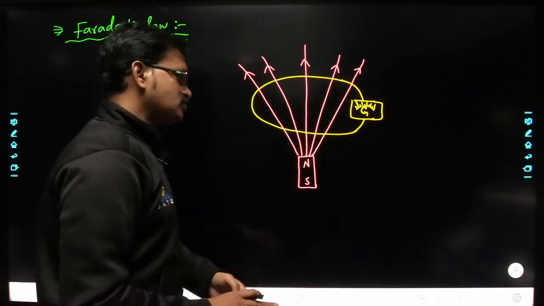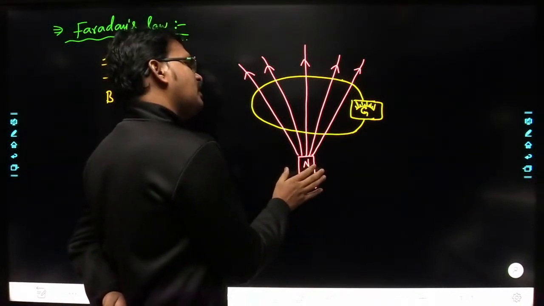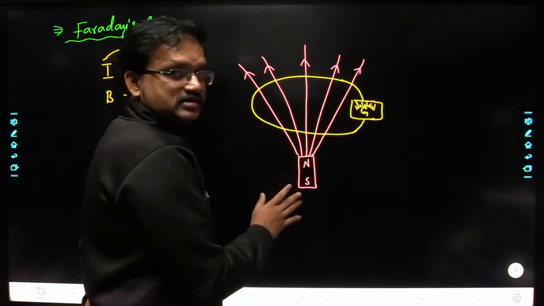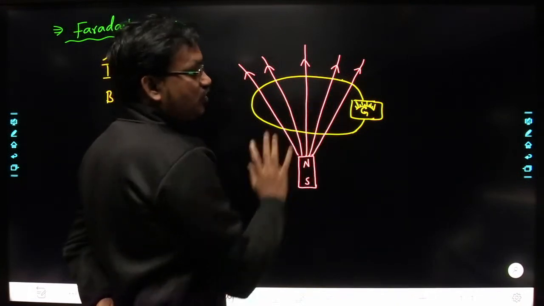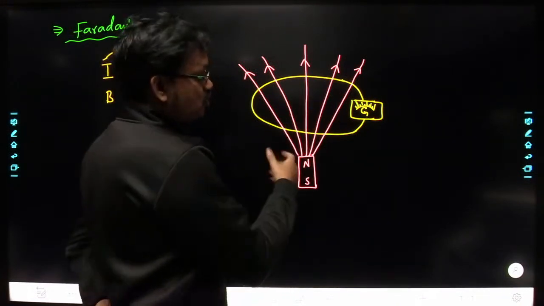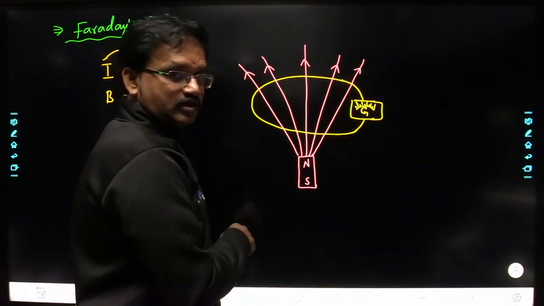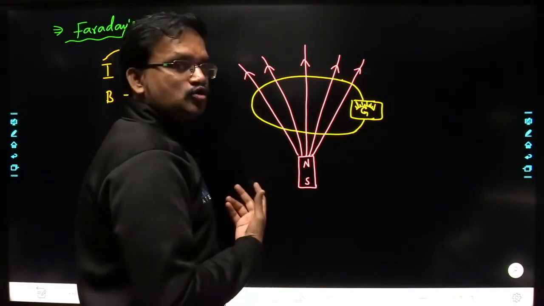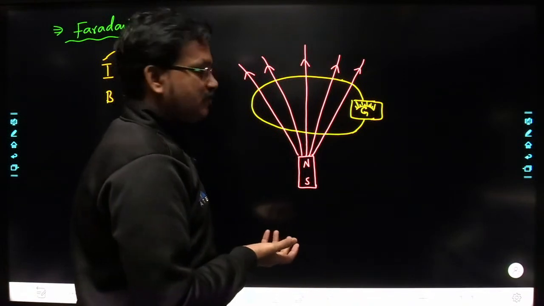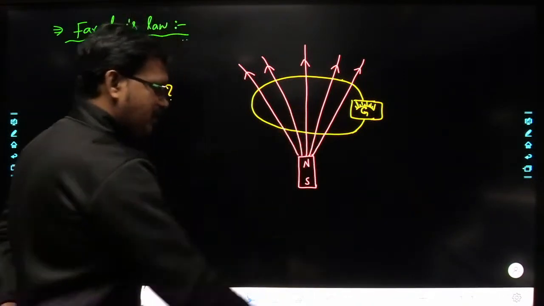If at all it induces some current in the loop, then the galvanometer is going to show some deflection, right? So he kept the magnet like this and waited for 1 hour. Still there is no deflection in the galvanometer. 2 hours completed, still there is no deflection. 3 hours completed, there is no deflection. Understood? Then, with huge disappointment, he has taken the magnet away from the loop.